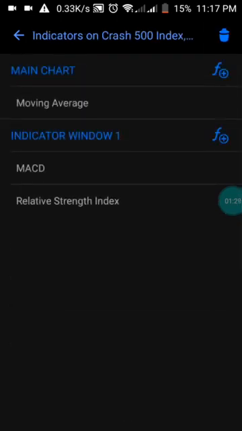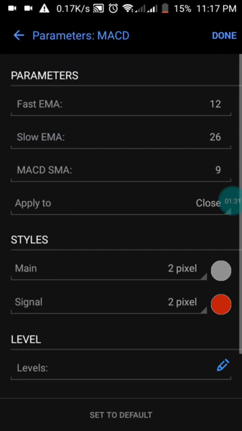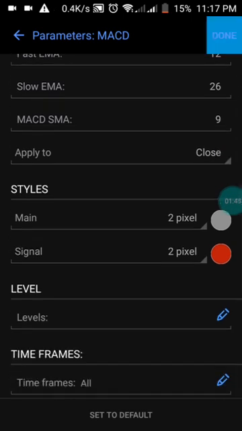Then you have your indicator window one. We have the MACD. We have the fast at 12, the slow at 26, and the SMA at 9. We have apply to close. We have our main and our signal in red, and you can also press done.